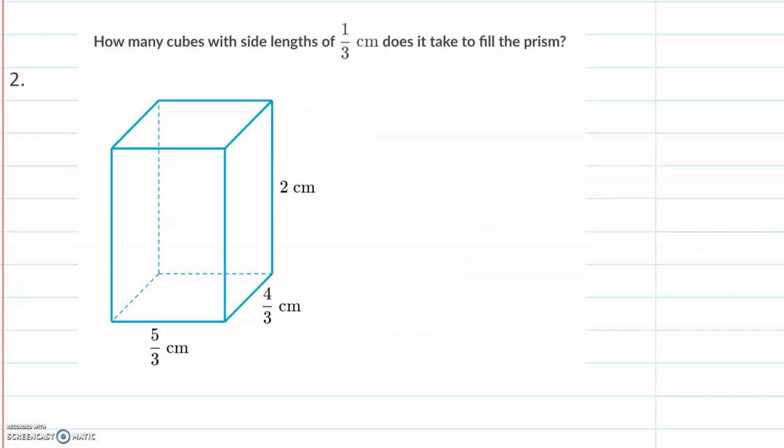In the second problem, it's asking how many cubes with side lengths of 1/3 centimeters would it take to fill this prism, and it gives us the side lengths of the prism as well. So the first thing to do for this one is to find the volume of the actual rectangular prism. So we're going to use our formula for volume, which is length times width times height.